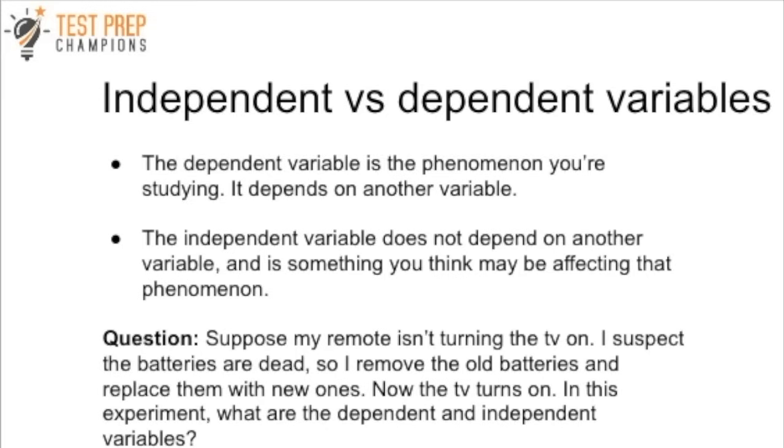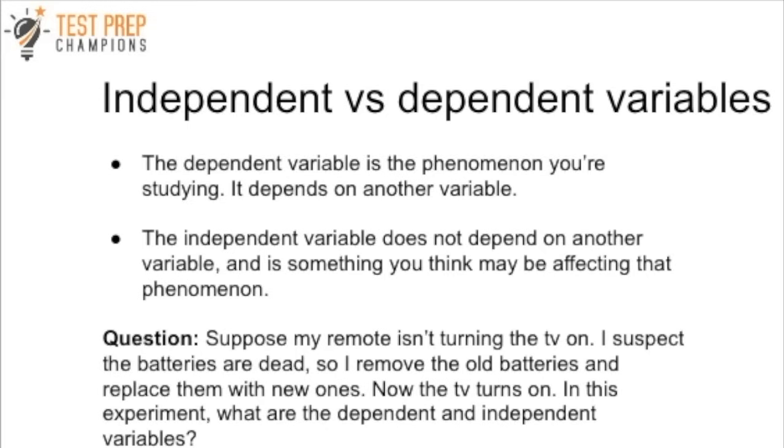What I'd like you to do now, if you want to, is pause the video, look at the two bullet points that tell you what the dependent and independent variables are, maybe reread the question, and just think about it. In this experiment with the remote, what is the independent and what is the dependent variable? If you're completely stuck and confused, don't worry about it. Just by trying to figure this out, it's going to help this stick better in your brain, and hopefully help you get a better score on the test.